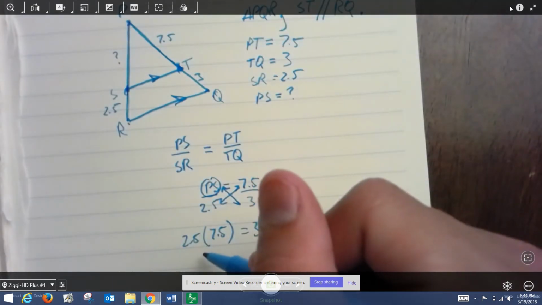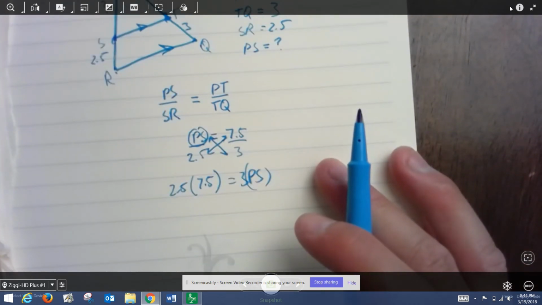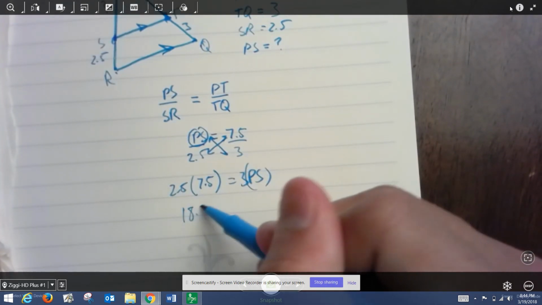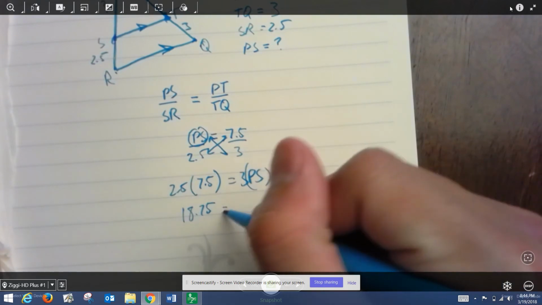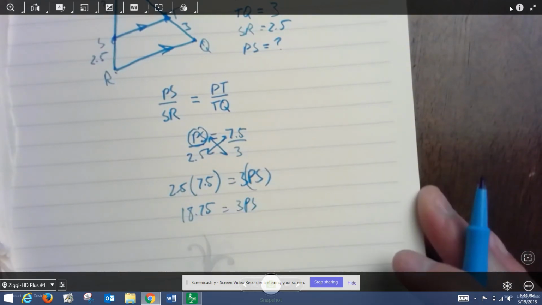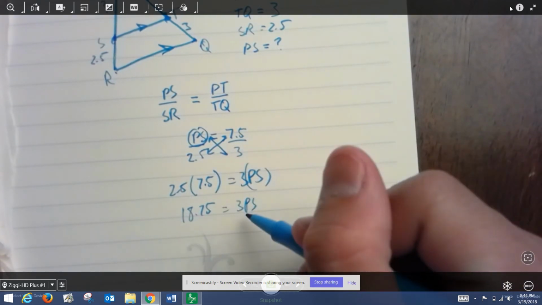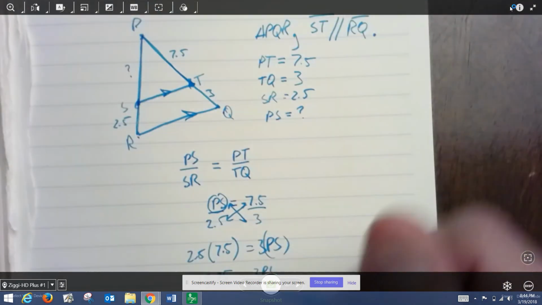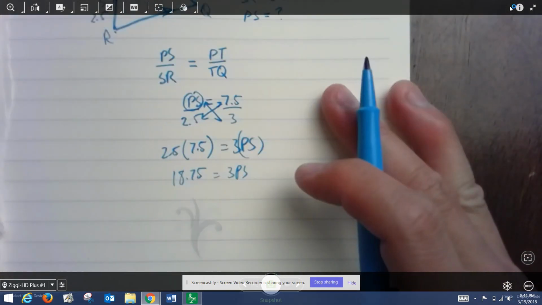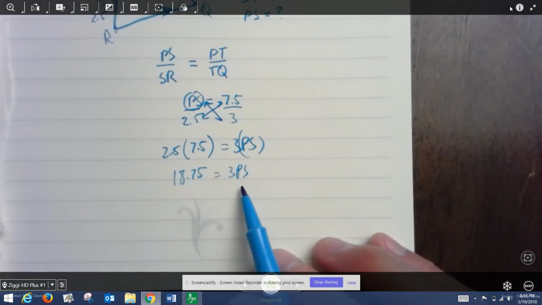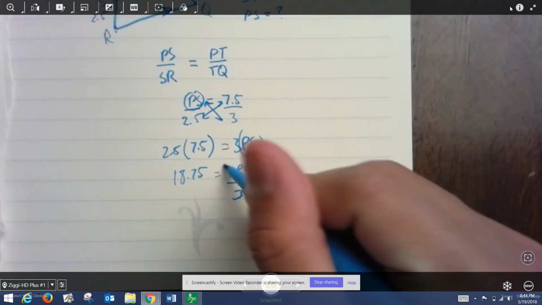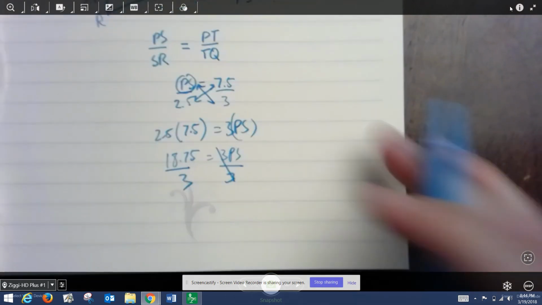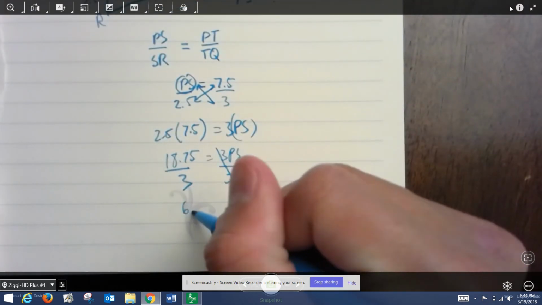If you work this on your calculator, you're going to get 18.75 is equal to 3 PS. Then to solve for just one PS, or just the length of PS, not 3 PSs, but just one, you have to divide both sides by 3. And then simply put, PS will be equal to 6.25.